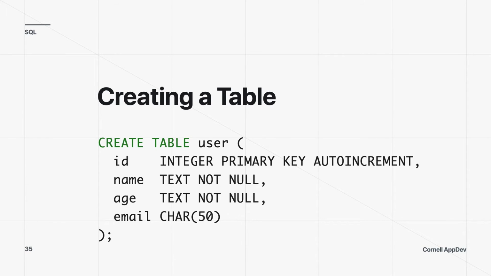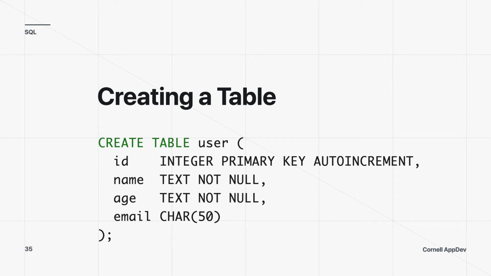So this is what it would look like if we actually had a user table and we had ID, name, age, email, and to give you guys some background, integer primary key auto increment. So integer, you guys know what that is. Primary key is like saying this is the field that I want to be using as the ID. So no one row in this table can have the same ID, which means that it's going to be unique.